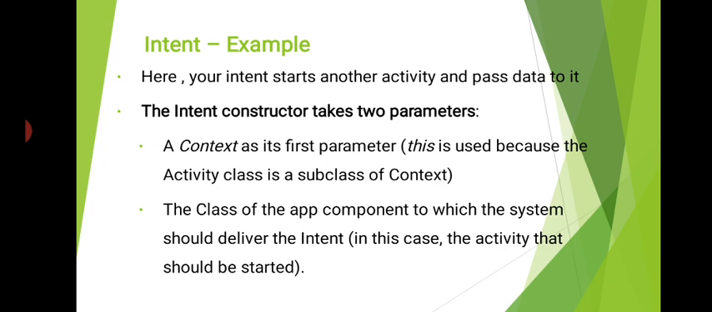Example of intent. Here, your intent starts another activity and passes data to it. The intent constructor takes two parameters. A context is the first parameter, which is used because the activity class is a subclass of context. The second is the class of the app component to which the system should deliver the intent. In this case, the activity that should be started.